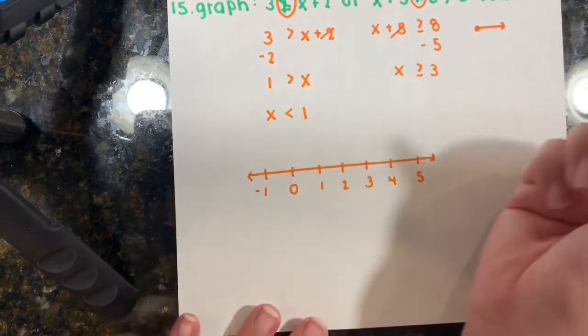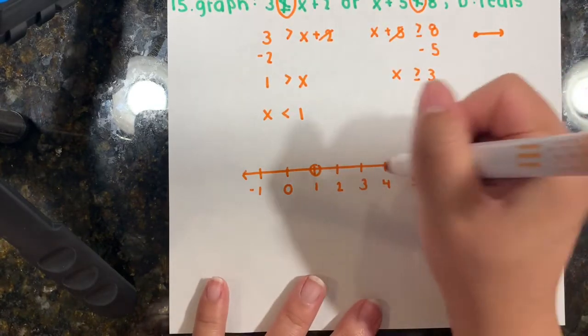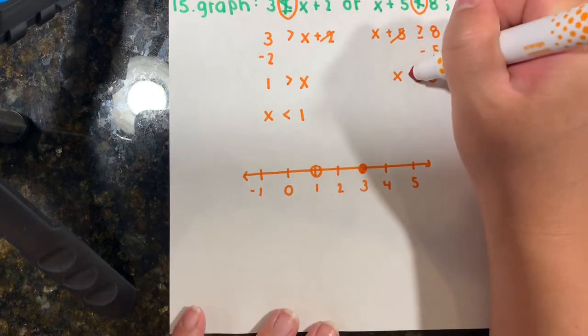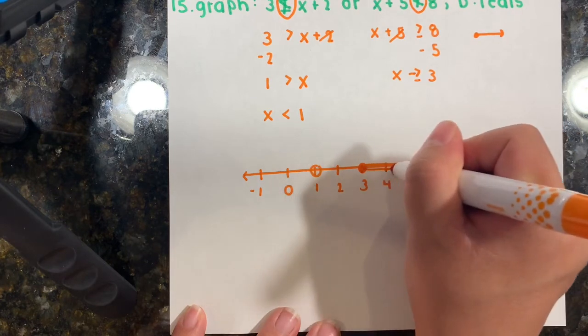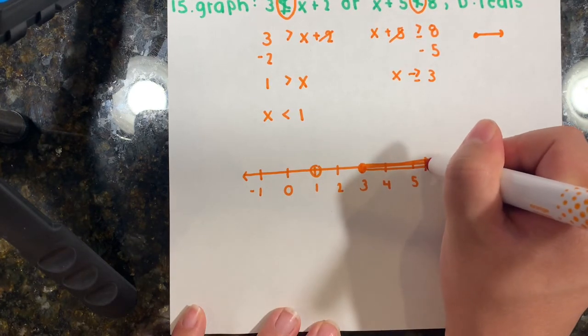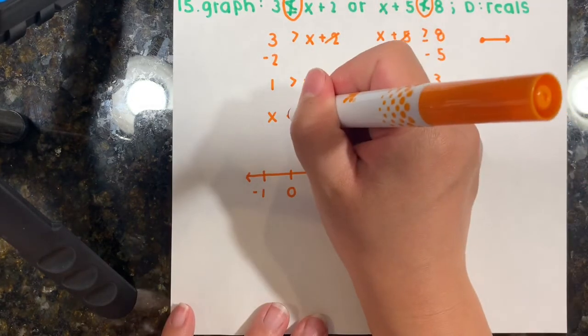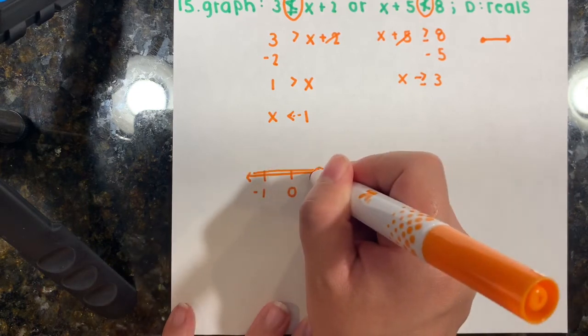So on 1, my dot is going to be open because it's not equal to 1. And on 3, my dot is going to be closed. It says greater than or equal to 3, so that means I'm going to fill in to the right of 3. And then on 1, it's to the left of 1, so I'm going to fill in everything to the left of 1.